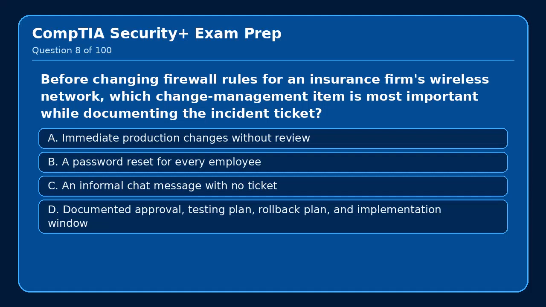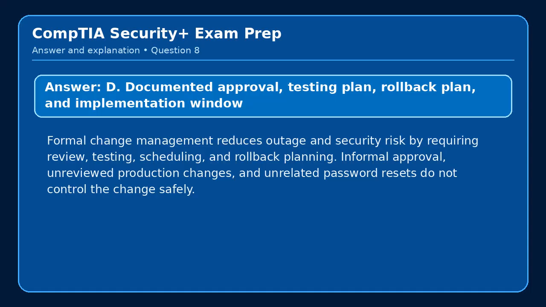Take a moment to choose your answer. The answer is D. Documented approval, testing plan, rollback plan, and implementation window. Formal change management reduces outage and security risk by requiring review, testing, scheduling, and rollback planning. Informal approval, unreviewed production changes, and unrelated password resets do not control the change safely.